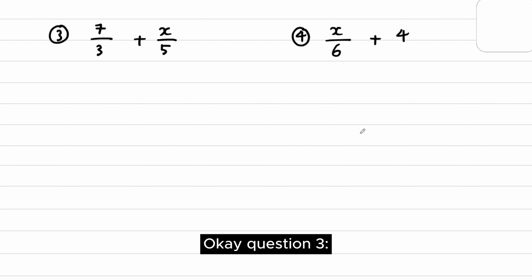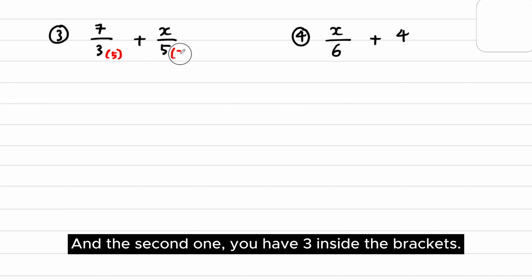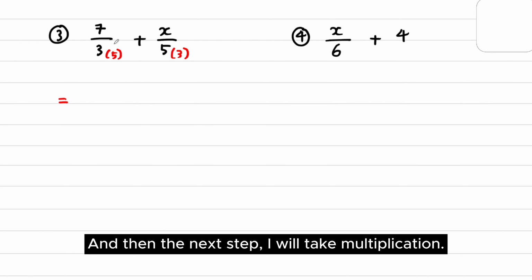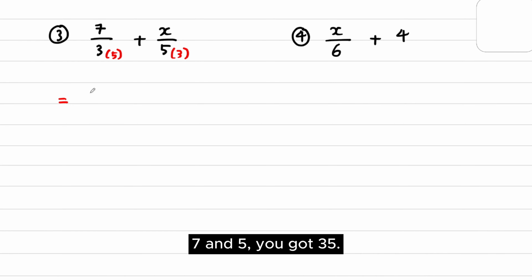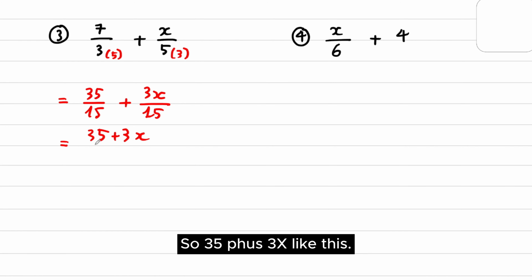Okay, question 3, 7 over 3 plus x over 5. For the first fraction, you have 5 inside the bracket, and for the second one, you have 3 inside the bracket. And then the next step, I will do the multiplication. 7 and 5, you get 35. 3 and 5, you get 15. And 3 times x, very easy, you get 3x. 5 times 3, you get 15. So 35 plus 3x like this.